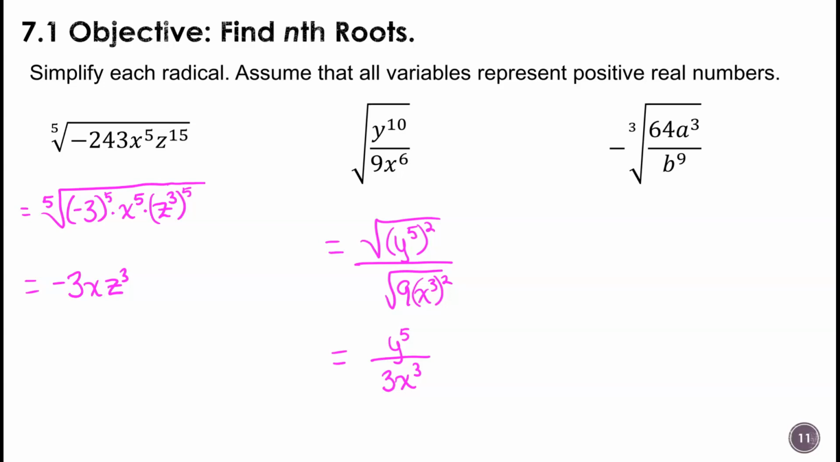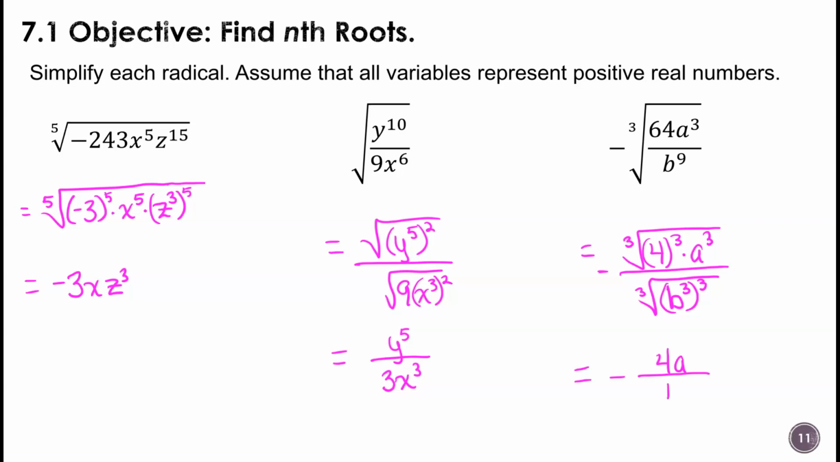64 is 4 to the third power. So, wait, I'll put my negative out here. So 4 to the third times a cubed, and then b cubed to the third. So my roots are, going to keep my negative out there. That's going to be -4a over b cubed.